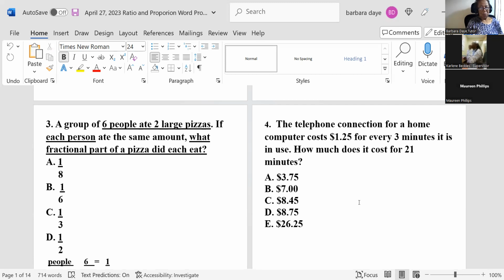It's another ratio proportion. A telephone connected to a home computer costs $1.25 every 3 minutes. But I can tell you something here that you could use to solve this without a ratio and proportion. If you look at the relationship between the minutes, you can figure out that, oh, I can do this and get my answer. See if you figure it out. It's always good to know more than one way of solving a problem, right, Maureen? Yeah.